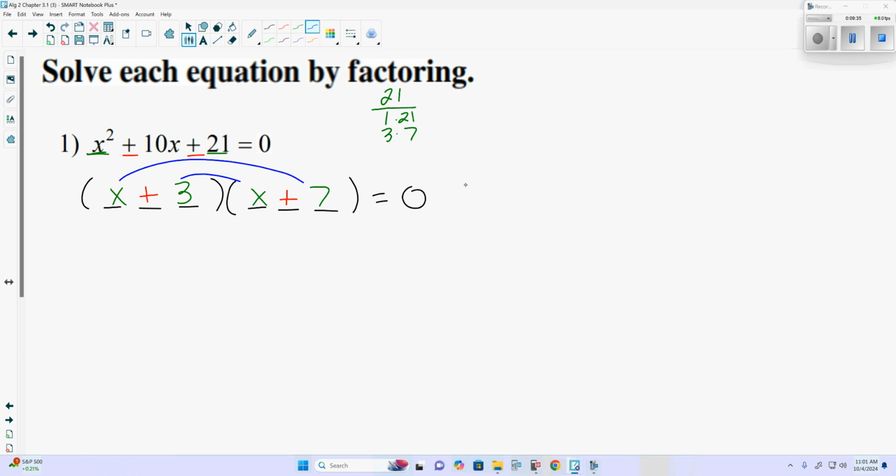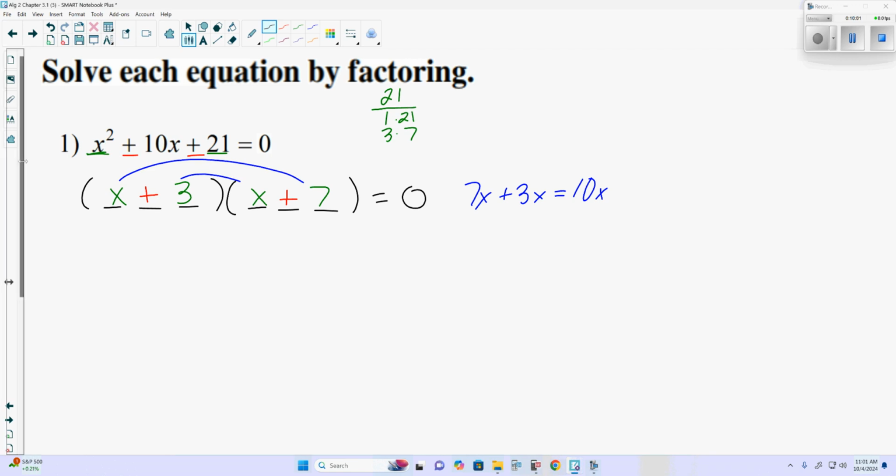Our x times 7 is 7x. 3 times x is 3x. And it gives us a positive 10x. Pretty much, yeah. Since we factored it, we did turn it into two things being multiplied together that equal 0, yes? All right.